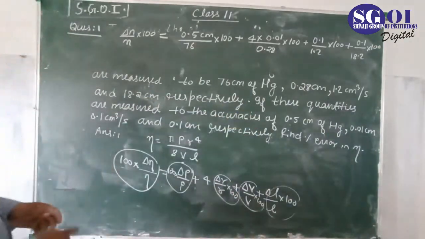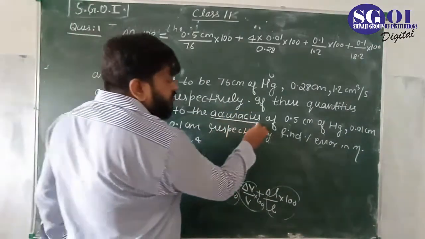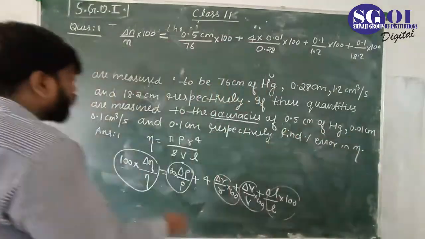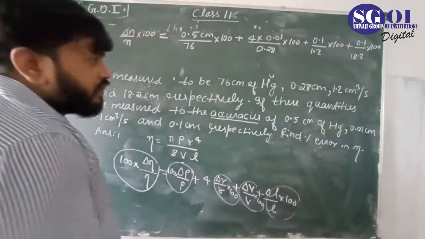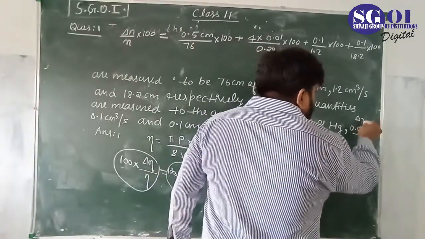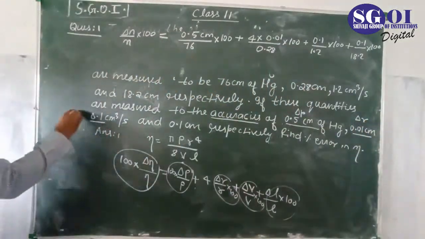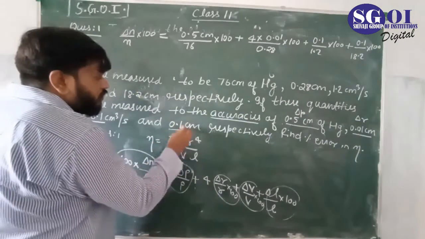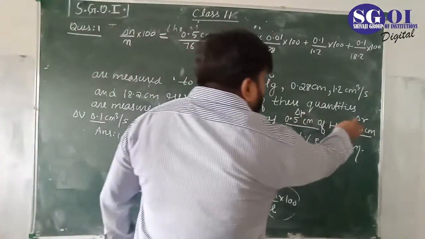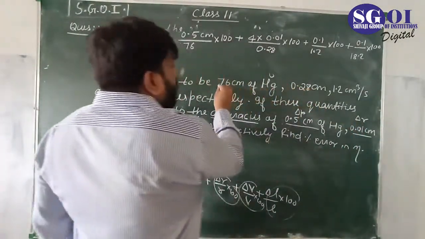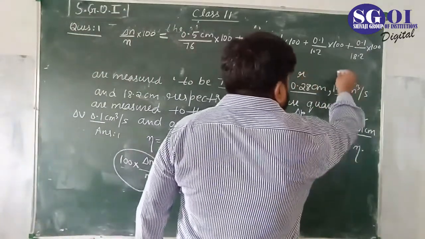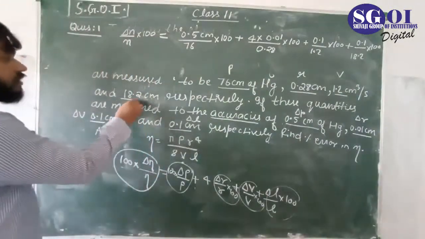If these quantities are measured to the accuracy, this is the maximum permissible error. So this is 0.5 centimeter of Hg, 0.01 centimeter, 0.01 centimeter cubed per second. So this value is delta P, this value is delta R, this value is delta V, and this value is delta L. So we have given delta V, delta L, delta P, and this one is pressure P, this value is R, this value is V, and this value is L.